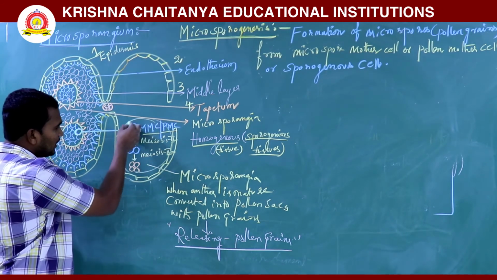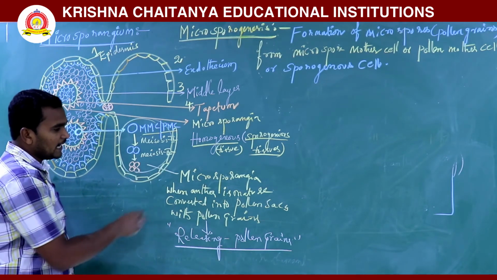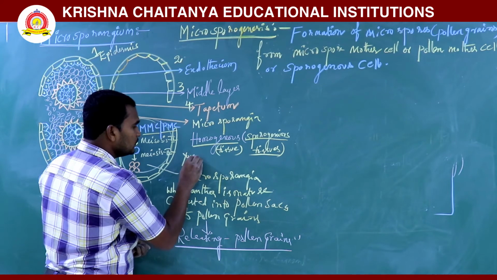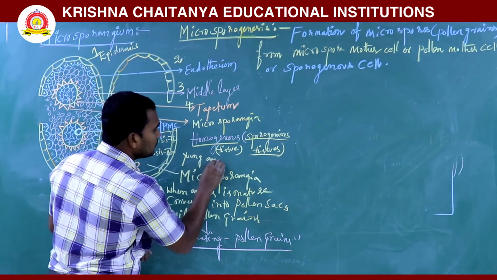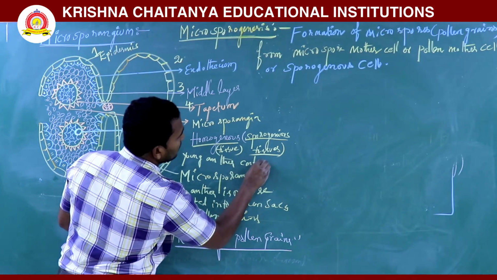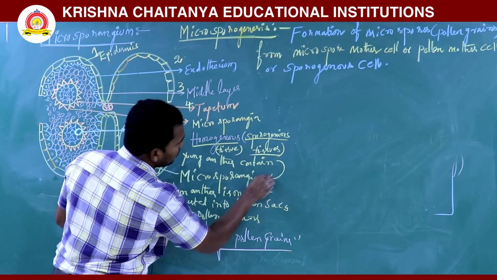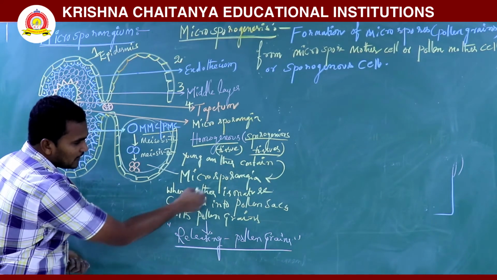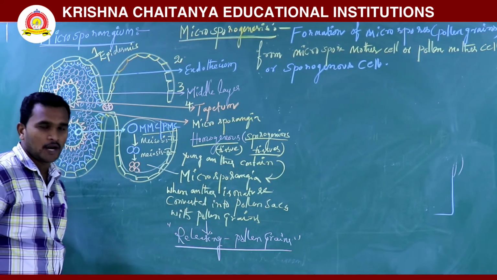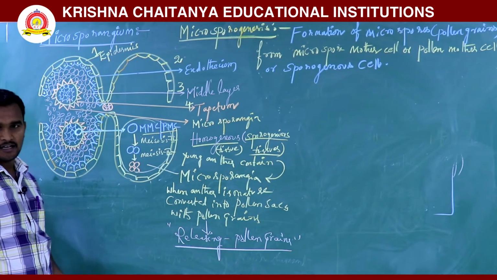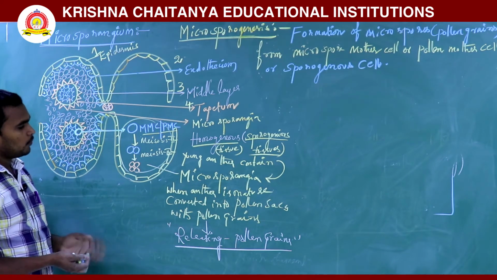You should write here: young anther contains microsporangia. When the anther is matured, it is converted into the pollen sac. The pollen sac has pollen grains in it.